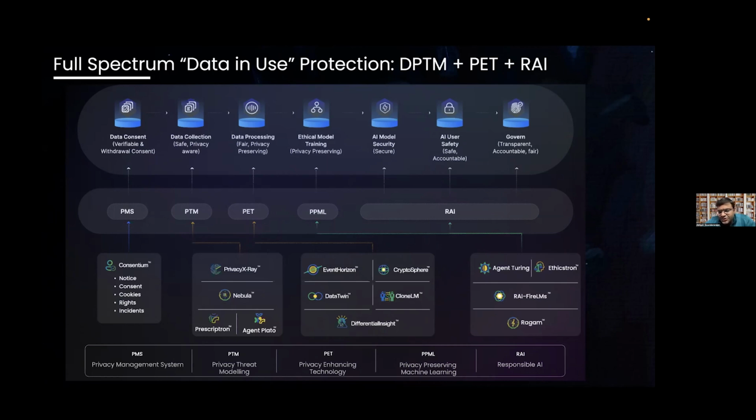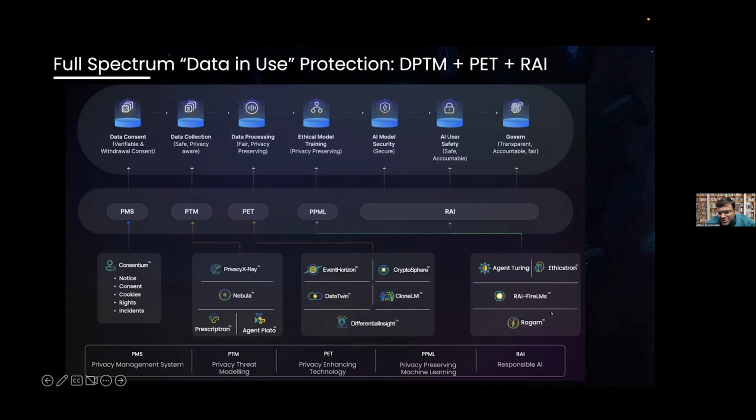So if the data is considered to be risky, then you can do, let's say, in the HIPAA privacy rule, there are exemptions for the expert determination method, where you have k-anonymity, t-closeness, and differential privacy combination. So we have a product called Event Horizon for that. Cryptosphere is for cryptographic data collaboration for data in use. Data Twin is for training data. This is for application development and other purposes. Clonelum is for model training with synthetic data. Differential Insight is differentially private querying of data. So these are the set of PET technologies.